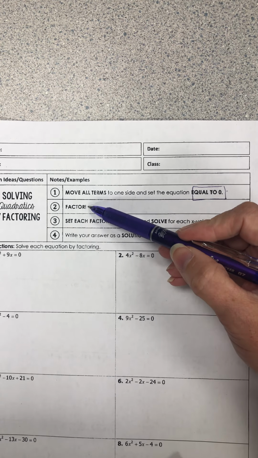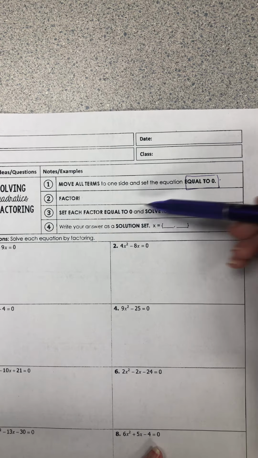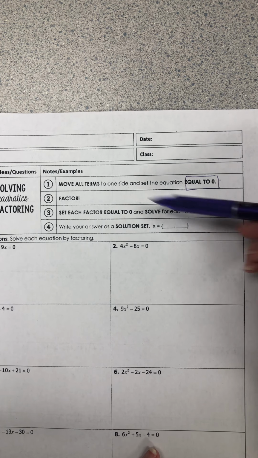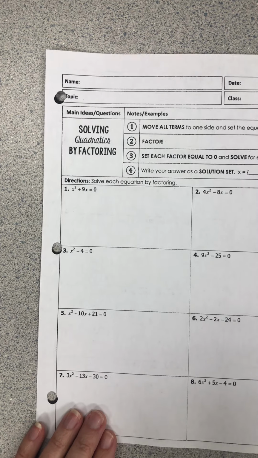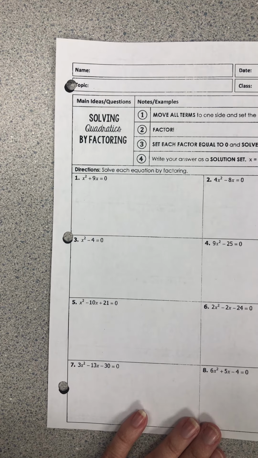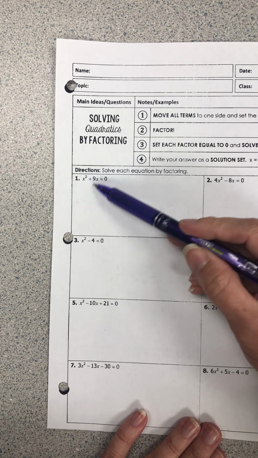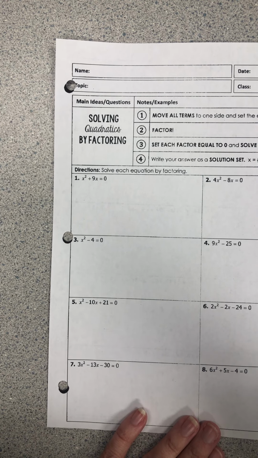Then next, you're going to factor using all the methods that we've gone over in the past couple of weeks. Next, you'll set each factor equal to 0 and solve for x, and then write your answer as a solution set. Okay, so looking at problem number 1, we have x squared plus 9x equals 0. As I look at this, I see that I already have everything on one side and it's equal to 0, so I don't have to do that part of the process.